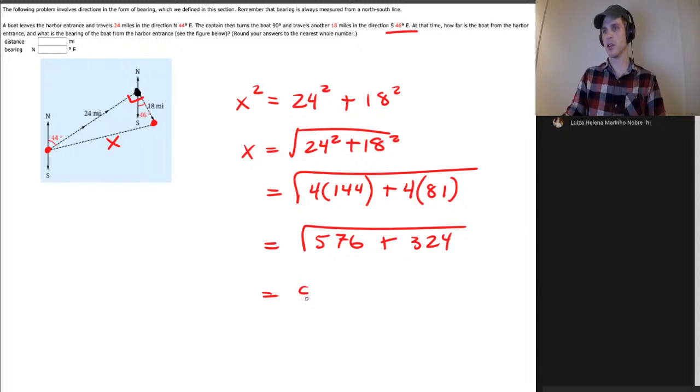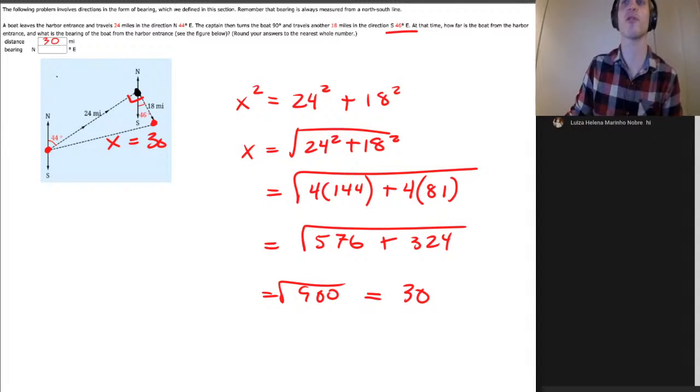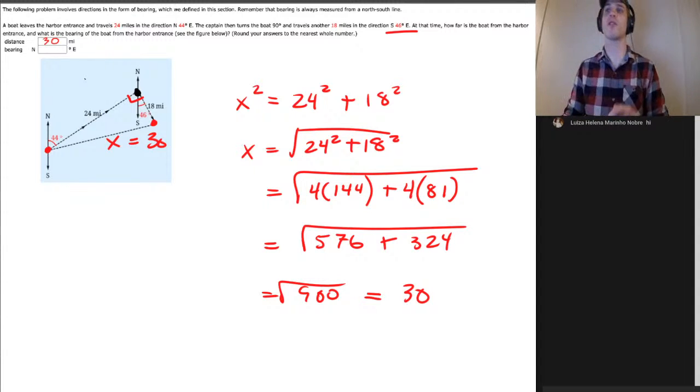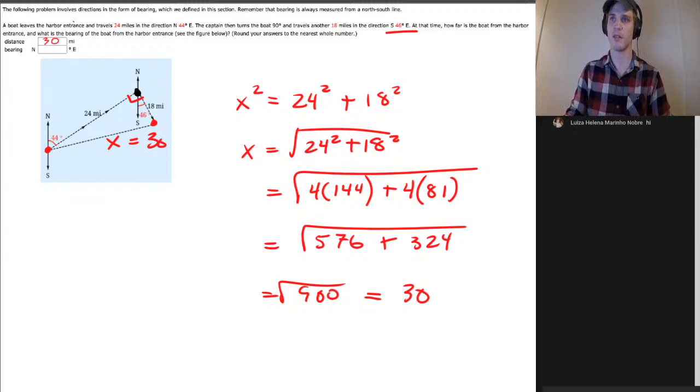And add those together and they're equal to 900, which makes this equal to 30. So side x is equal to 30. And that is the distance between the 2 points that we're asking. So 30. So that's how far away from the harbor they are at that time that they gave us.